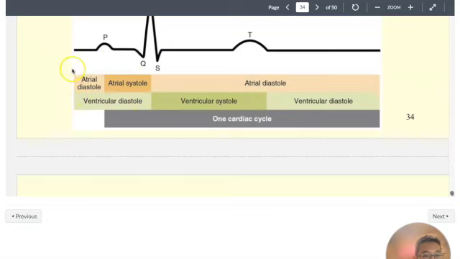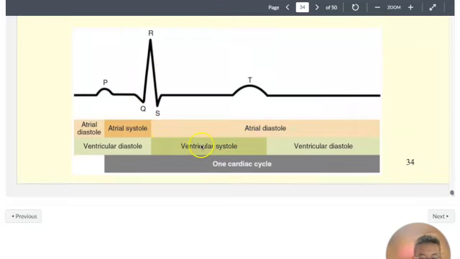So here is when the atrium is relaxed. Then the atrium will squeeze. Remember, at the same time when the atrium is squeezing, the ventricle is relaxed. Here, the QRS complex is when the ventricle will start squeezing, causing it to eject all the blood. But when the ventricle squeezes, the atrium is relaxed. Here is both. After the squeeze, it will relax until it's ready to squeeze again.